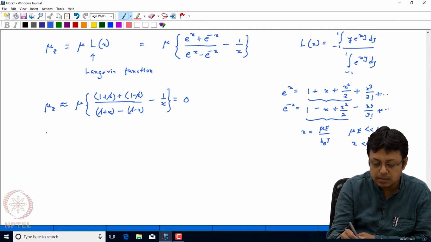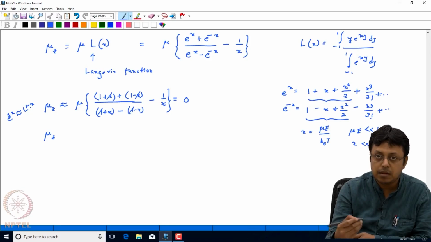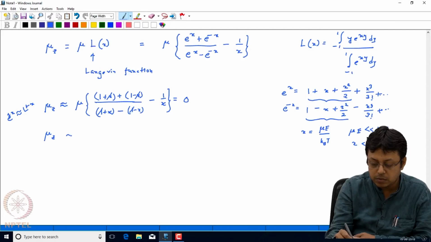So let us, if I take e to the power x to be 1 plus x, or e to the power minus x as 1 minus x, something like that. But now I am making the approximation, I am truncating up to the third term, and let us see what will be the value. Again, this is an approximate expression for mu z.